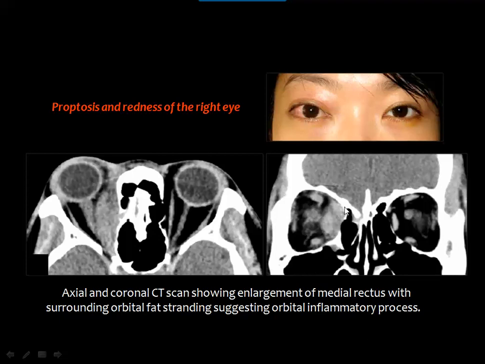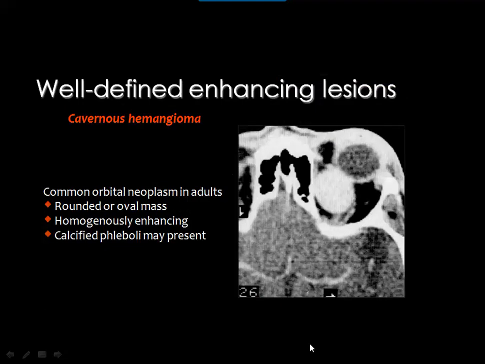Here you see involvement of the medial rectus muscle and some inflammatory reaction outside, or let us say medial to the medial rectus muscle, reticulated appearance of the intraorbital fat, and this together with the clinical data of the patient, then you are able to diagnose orbital pseudotumor.